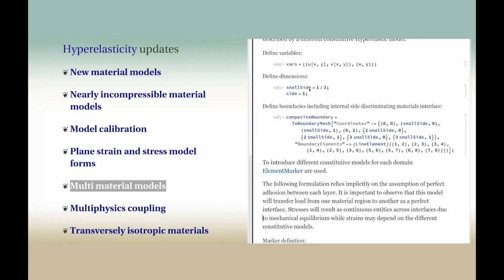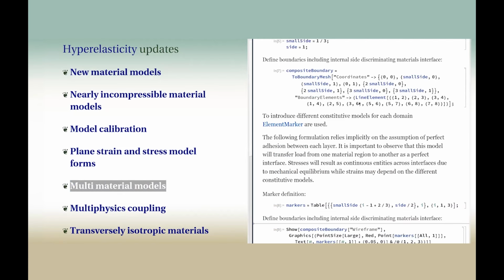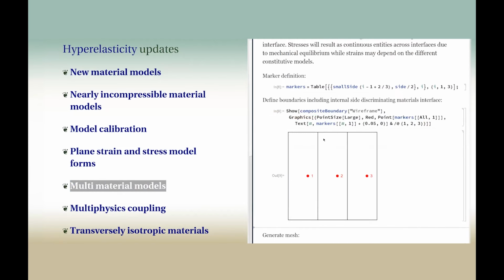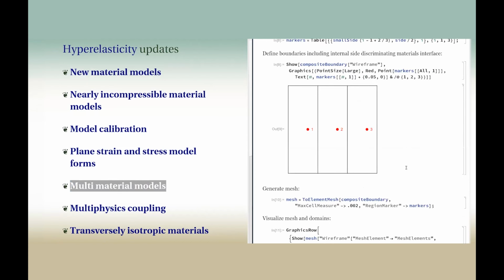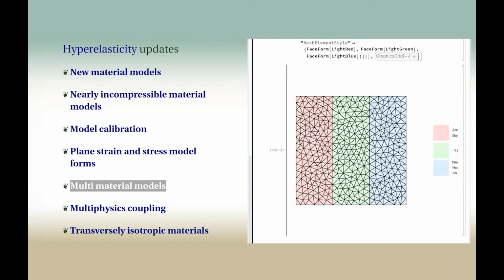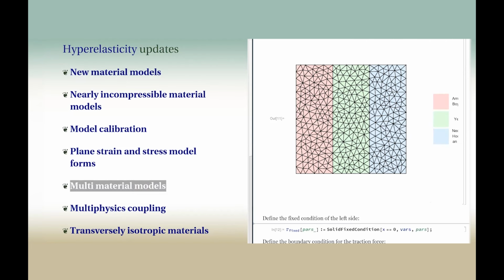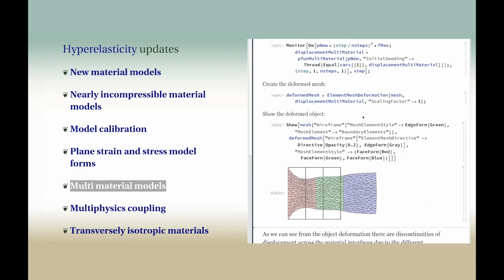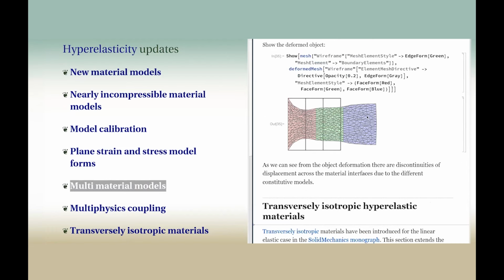We have a block of different forms of rubber, if you will, and we pull them to the right, and depending on their material properties, they deform differently. So there you see, this one deforms differently from the green one, and again from the purple one. So that's a way to specify multi-materials that are hyperelastic.